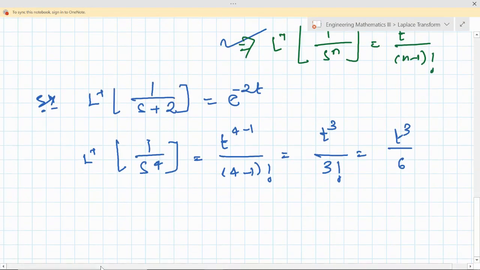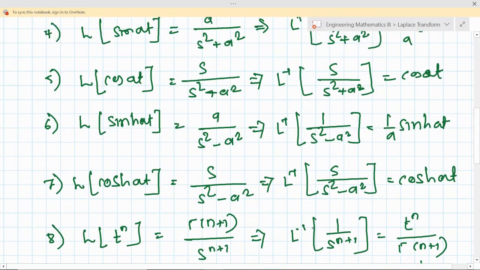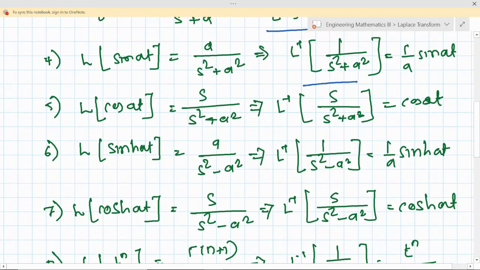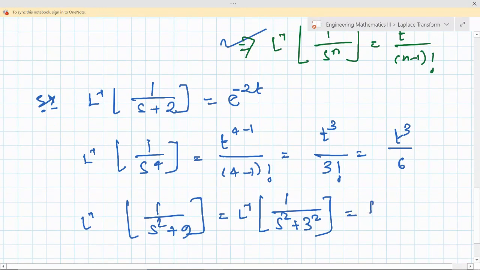Now if I want the inverse Laplace of 1 upon s square plus 9, this is simply the inverse Laplace of 1 upon s square plus 3 square, since 9 is 3 square. See here, we have the result: 1 upon s square plus a square is 1 by a into sine of at. So this is 1 by 3 into sine of 3t. Got it? In this way, we can solve the examples.